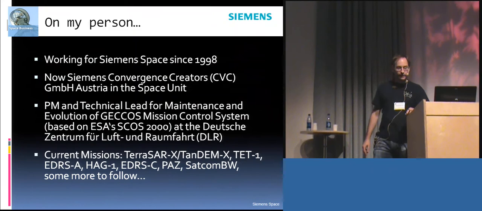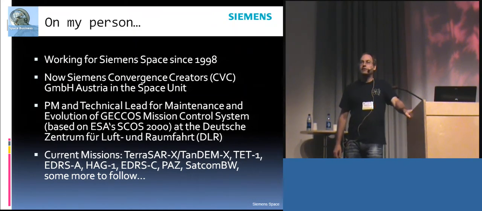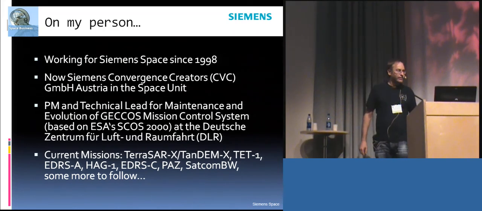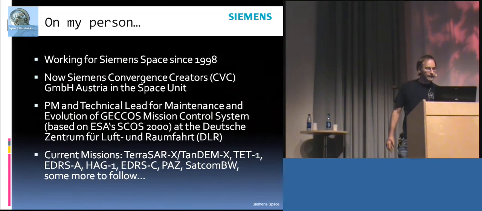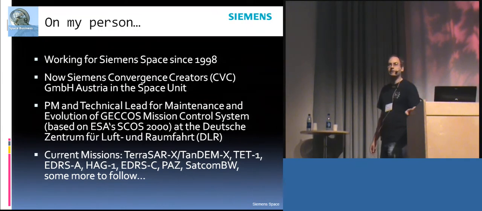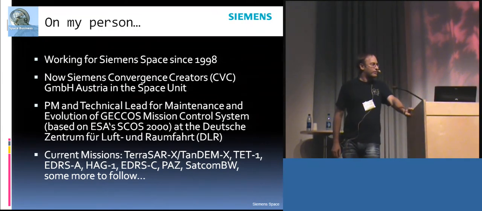GECKO mission control system for DLR. It's a system which is based on ESA's SCOS 2000 mission control system. And it's used for the current missions. We have actually TerraSAR-X, TanDEM-X, which are mostly scientific missions. We have TET-1, it's a test mission, and SATCOMBw, it's a military communication satellite. These are the missions which are actually flying.